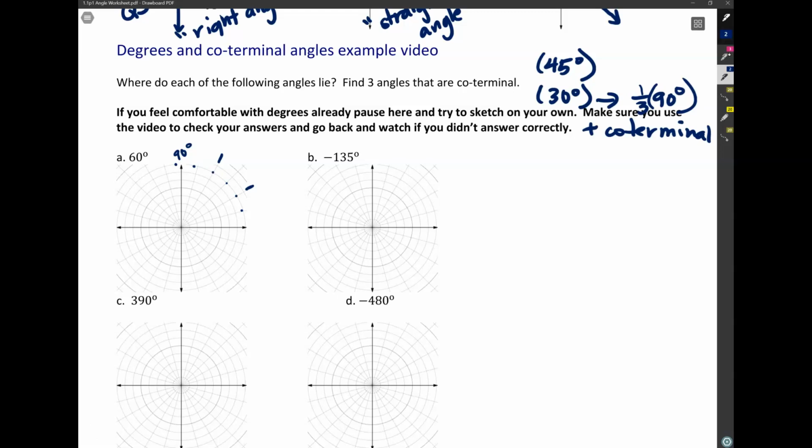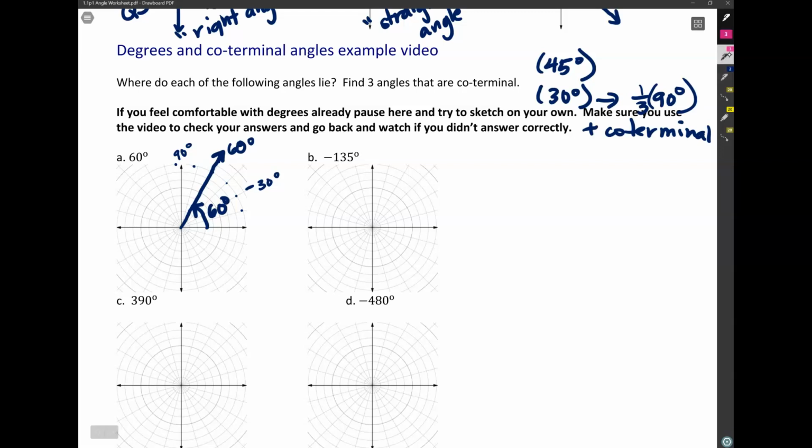So a third of 90 would be a 30-degree angle to get me here, and 2/3 of 90 would be my 60-degree angle. So to get a 60-degree angle, I need a ray that points right out there. So this is the actual angle. You'll see this sometimes where we label the angles just at the location of their terminal side, but we hopefully keep in our mind that the rotation is actually the angle. So that's a 60-degree angle.